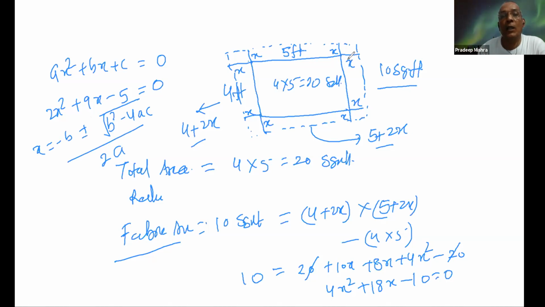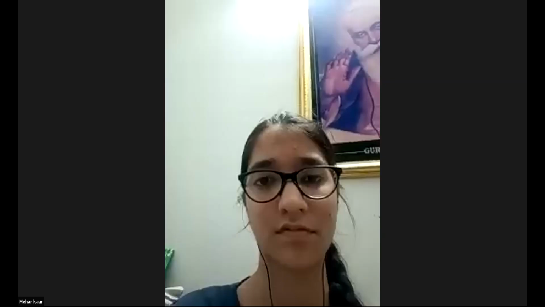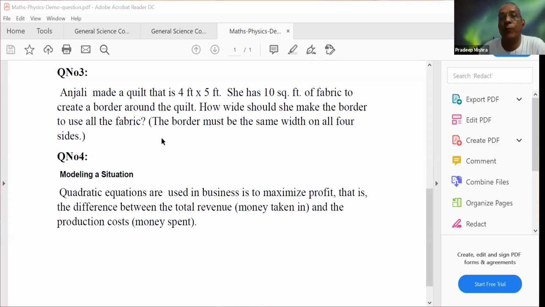I will again share the question here. Look here. Anjali made a quilt that is 4 feet by 5 feet. She has 10 square feet of fabric to create a border around the quilt. How wide should she make the border?